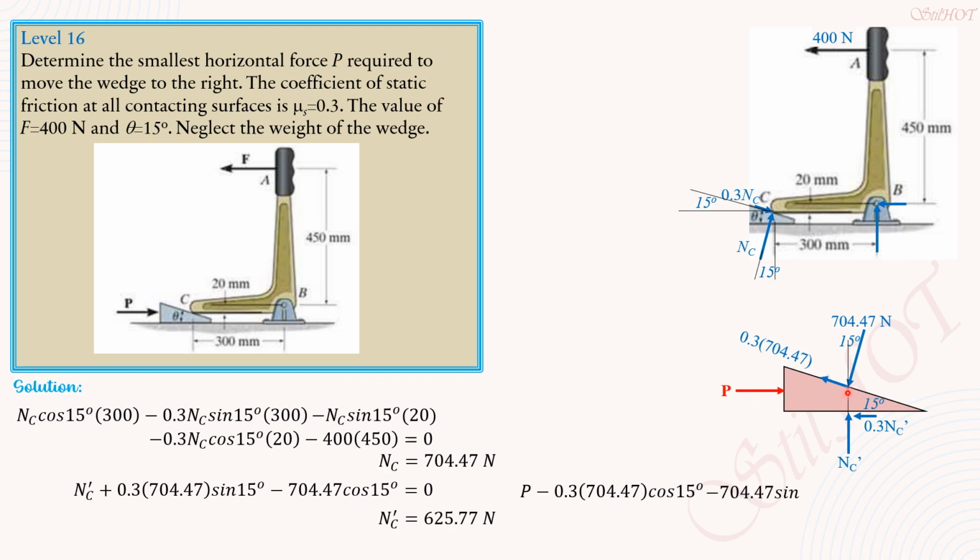Finally, summation of forces horizontal equals 0. So P minus 0.3 of 704.47 cosine 15 degrees minus 704.47 sine of 15 degrees, then minus 0.3 of N sub C prime, 0.3 of 625.77, equals 0. So from here we can solve for P, and P is equal to 574.2 newtons.